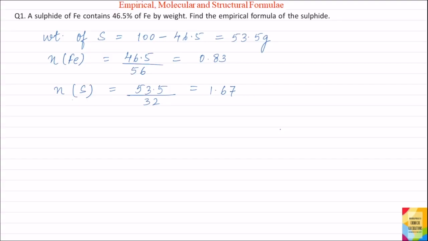Next step is to find the relative number of moles of iron and sulfur, or the ratio of number of moles of iron and number of moles of sulfur. That is number of moles of iron divided by number of moles of sulfur, and this is equal to 0.83 divided by 1.67. Simplifying this is equal to 1 by 2. So number of moles of iron is 1 and number of moles of sulfur is 2. Therefore, empirical formula of the compound will be FeS2.